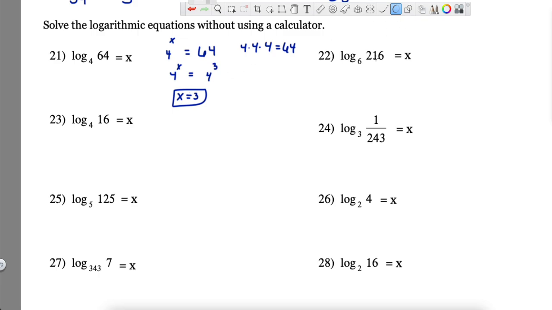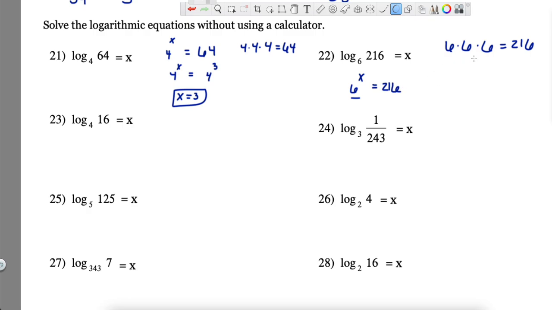Log base 6 of 216 equals x. So that means 6 to the x equals 216. We can rewrite 216 as 6 times 6 is 36, times 6 is 216. I knew to try 6 because my base here is 6, so this has to be the same base.